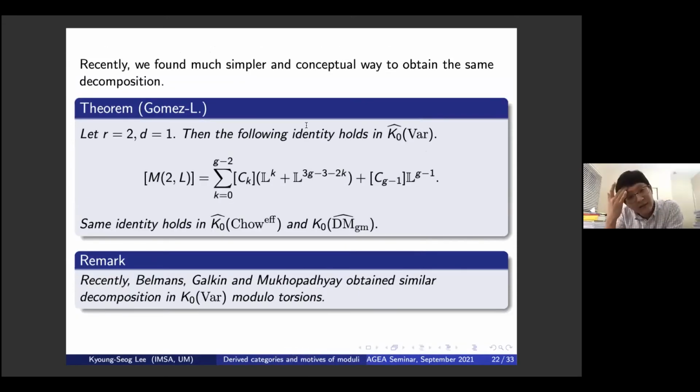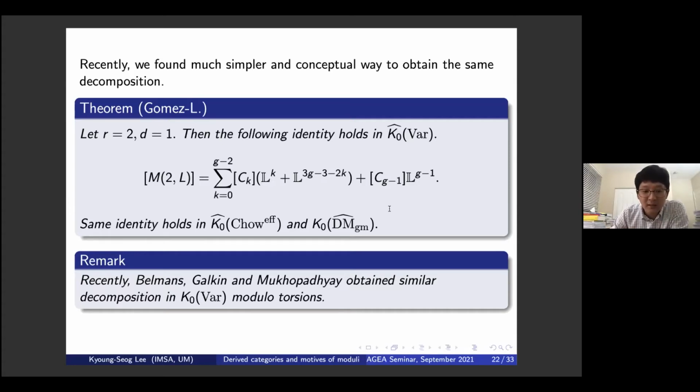Then we found a much simpler and more conceptual way to obtain the same decomposition, but we need to go to a completion. For the rank 2 and degree 1 case, for a completion of the Grothendieck ring of varieties, or some completion of the Chow motive or Voevodsky's motive, we have the following identity. In the Grothendieck ring of varieties, the class of the motive can be decomposed in this way. Again, you can see there are two copies of a point, two copies of the curve, two copies of the G-2 symmetric product of the curve, and one copy of the G-1 symmetric product of the curve.